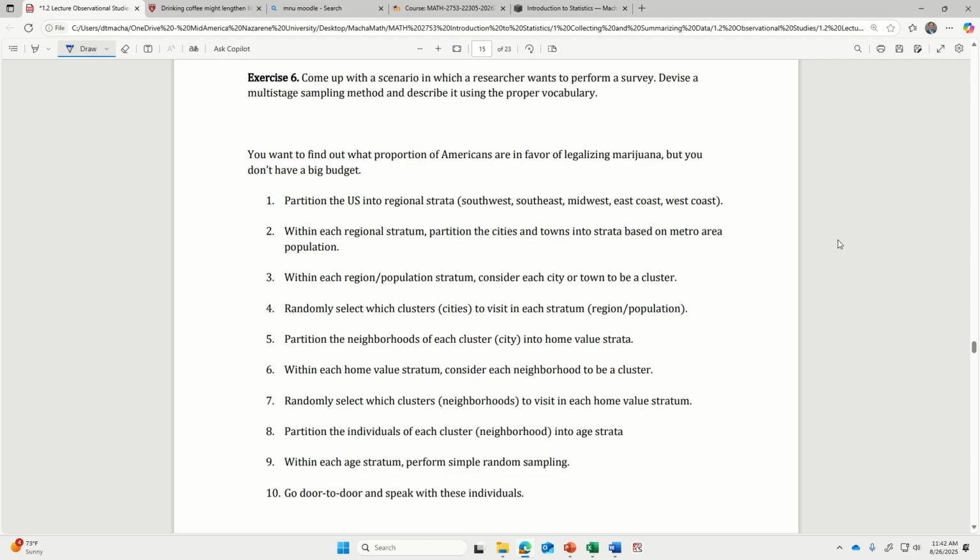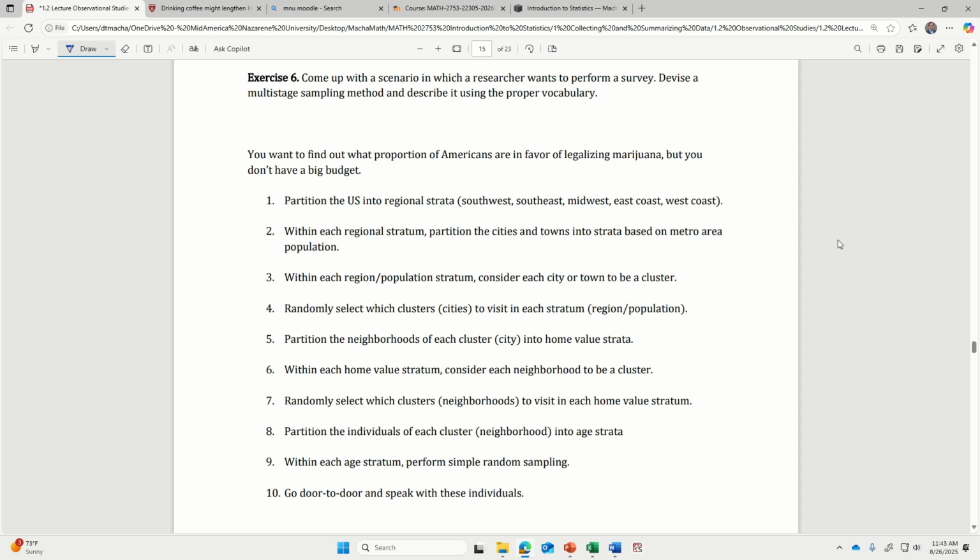How do I save money while still getting a good representative sample? I could start by partitioning the United States into regional strata. So I'm going to take a sample from each region because regionally people might have different opinions about marijuana. And so I would stratify into the Southwest, the Southeast, the Midwest, the East Coast, the West Coast. Step number 2.